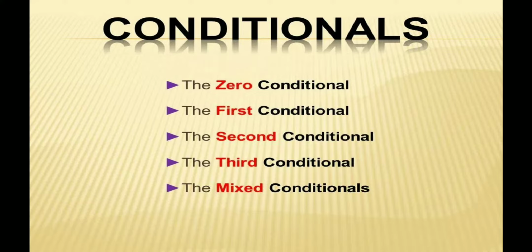The goal of today's lesson: students will understand and be able to use conditional tenses in English, and students will be able to use the words when, if, would, unless to indicate conditional tenses. There are 5 types of conditionals in English grammar: zero conditional, first conditional, second conditional, third conditional, and mixed conditionals.